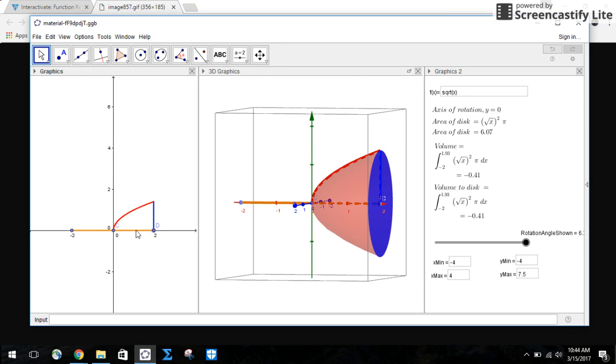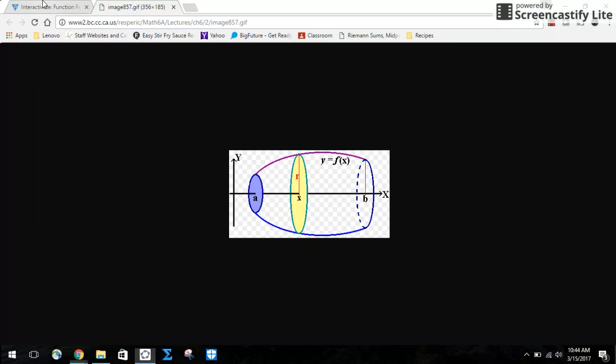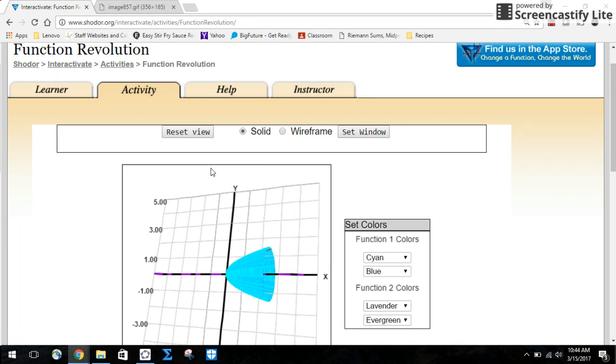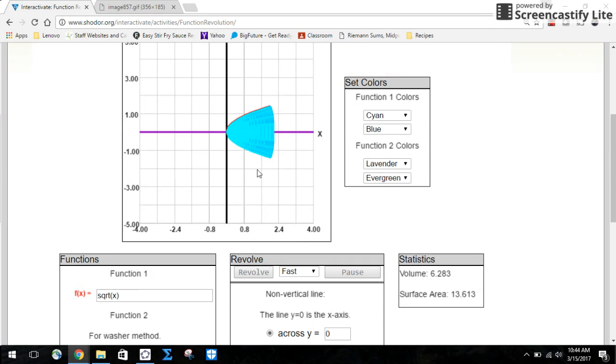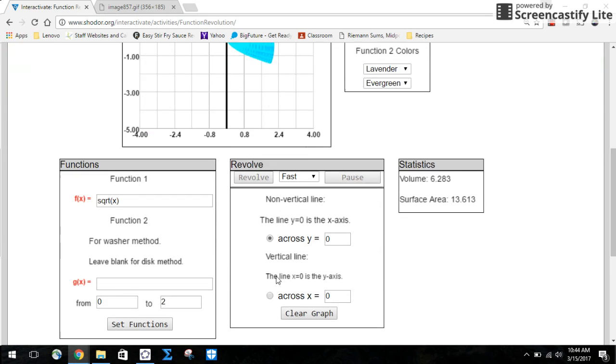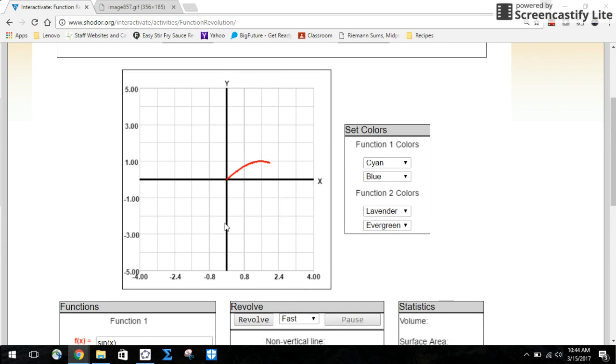All right? So this is the visualization of the rotation. Once again, let me reset this from the beginning. Let's clear it all again. Let's do another one. Let's do the graph of sine x. Okay. The graph of sine x looks something like this.